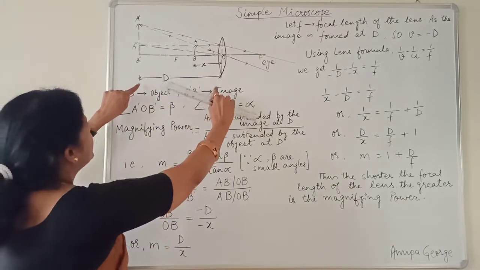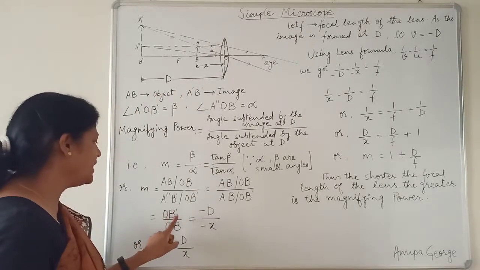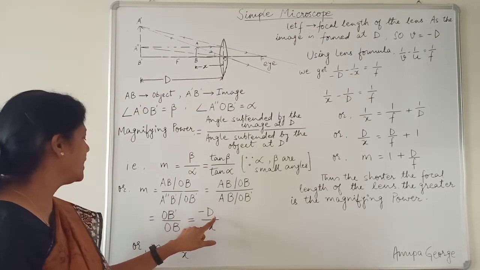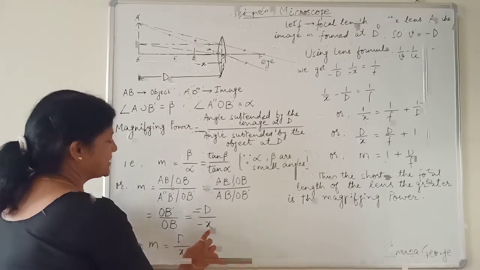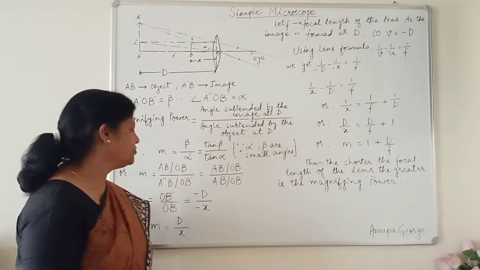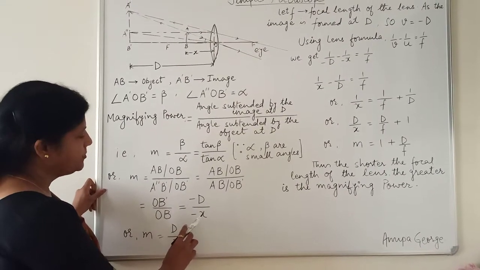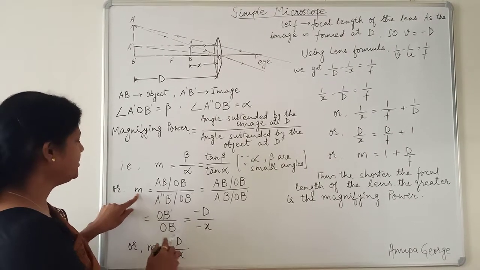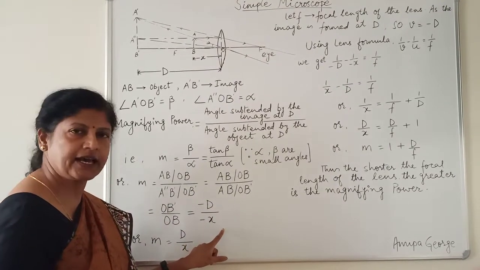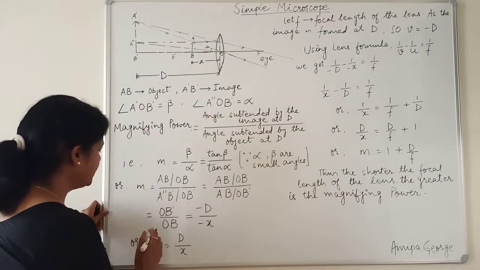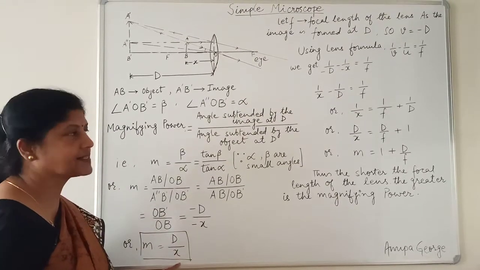Now, you see OB dash distance is represented by D, so for OB dash we can write D, and OB is equal to X. Using sign convention, we can write OB dash as minus D and OB as minus X. So, magnifying power M is equal to minus D upon minus X. After simplification, we can write M is equal to D upon X.